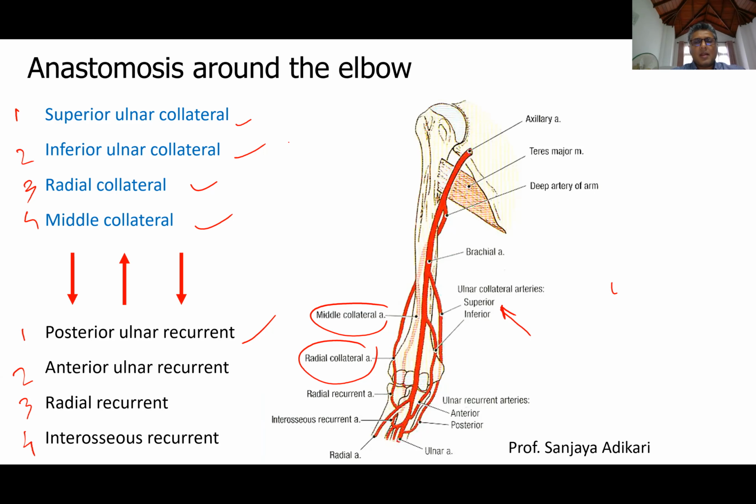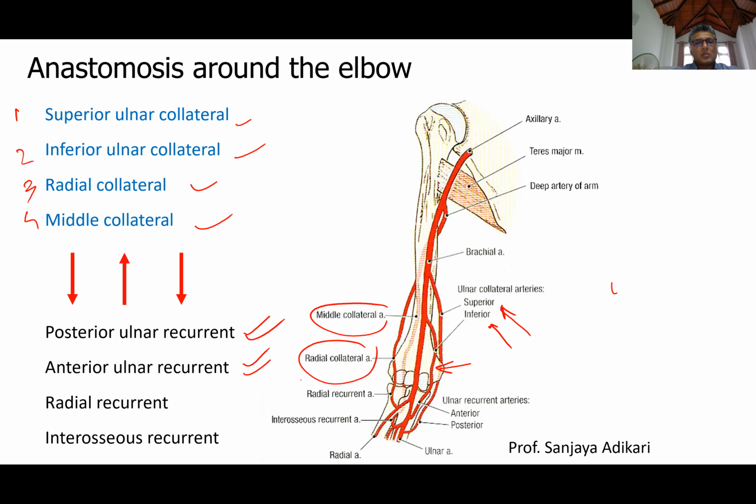Then the recurrent arteries. Now to anastomose with the superior and inferior ulnar collateral arteries, you get two recurrent arteries. They are named based on their relationship to the medial epicondyle. One that is posterior to it is called the posterior ulnar recurrent. One that is anterior is called the anterior ulnar recurrent. Now the superior collateral artery comes behind the medial epicondyle, so it anastomoses with the posterior ulnar recurrent artery. And the anterior ulnar recurrent artery anastomoses with the inferior ulnar collateral artery, because that lies in front of the medial epicondyle of the humerus.